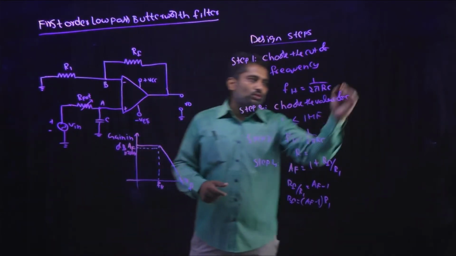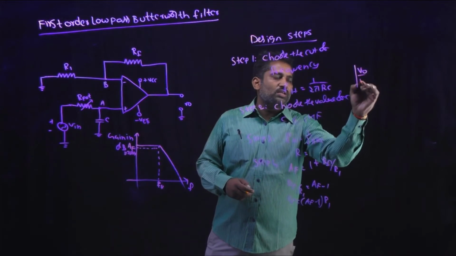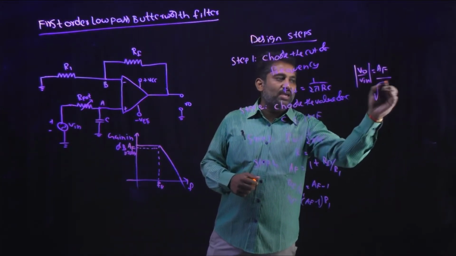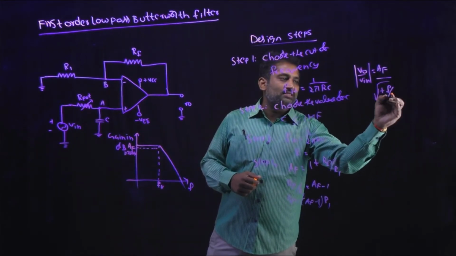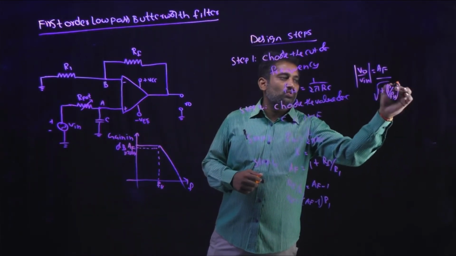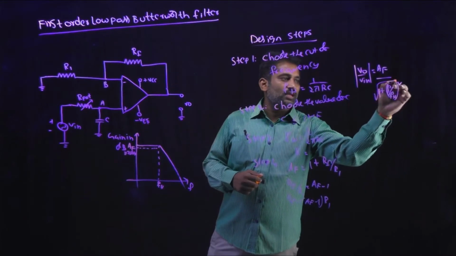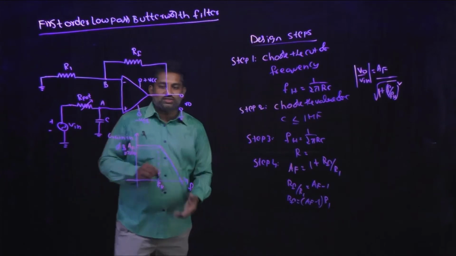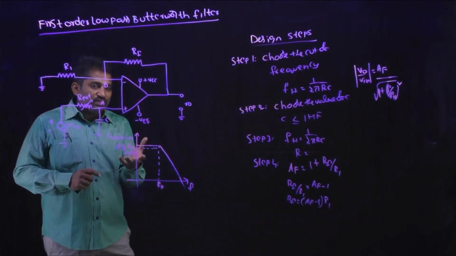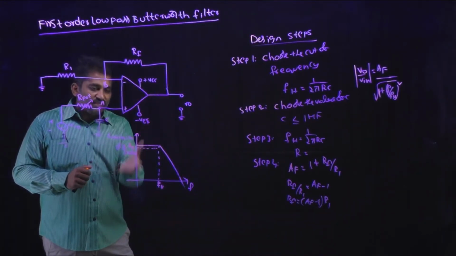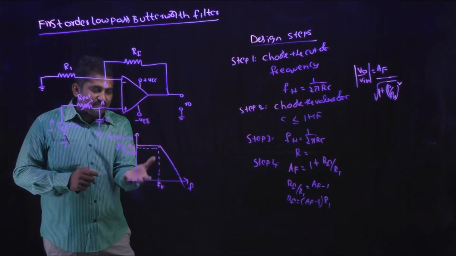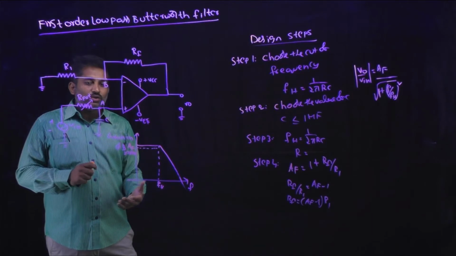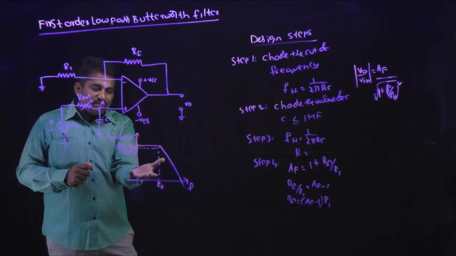Then you have to use the formula: modulus of V0 by Vin will be equal to AF divided by square root of 1 plus F by FH whole square. By using this, you can draw the frequency response, and you all know that for the first order low pass filter, the frequency response should be like this. So you have to find out the gain values. By using that table, you can draw the frequency response.